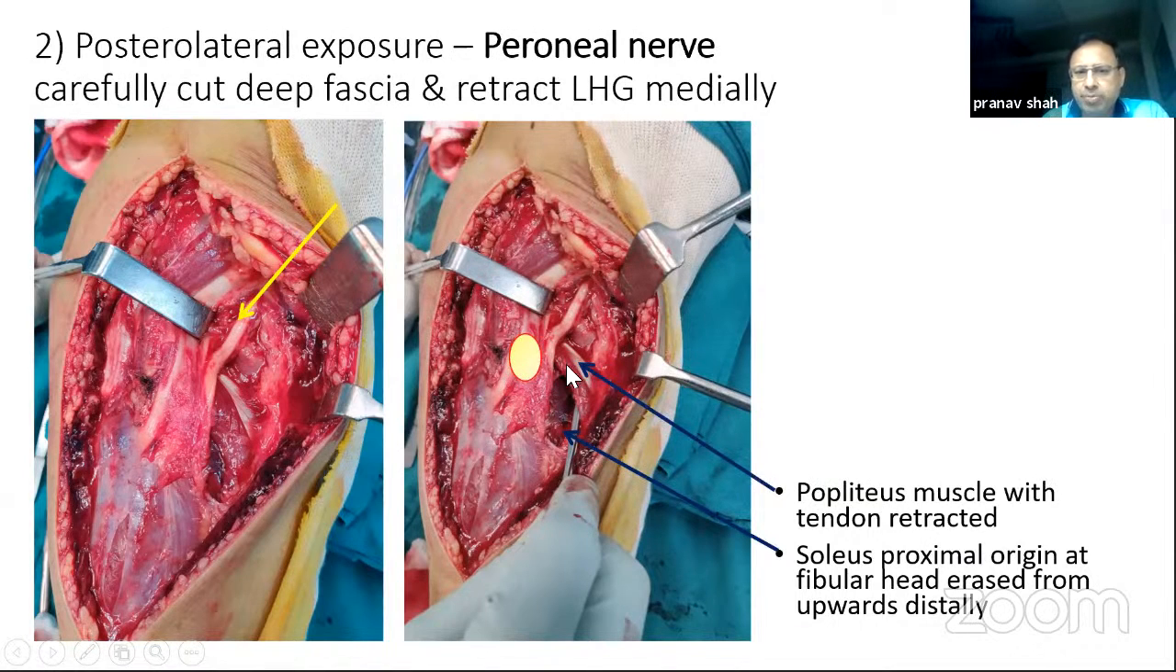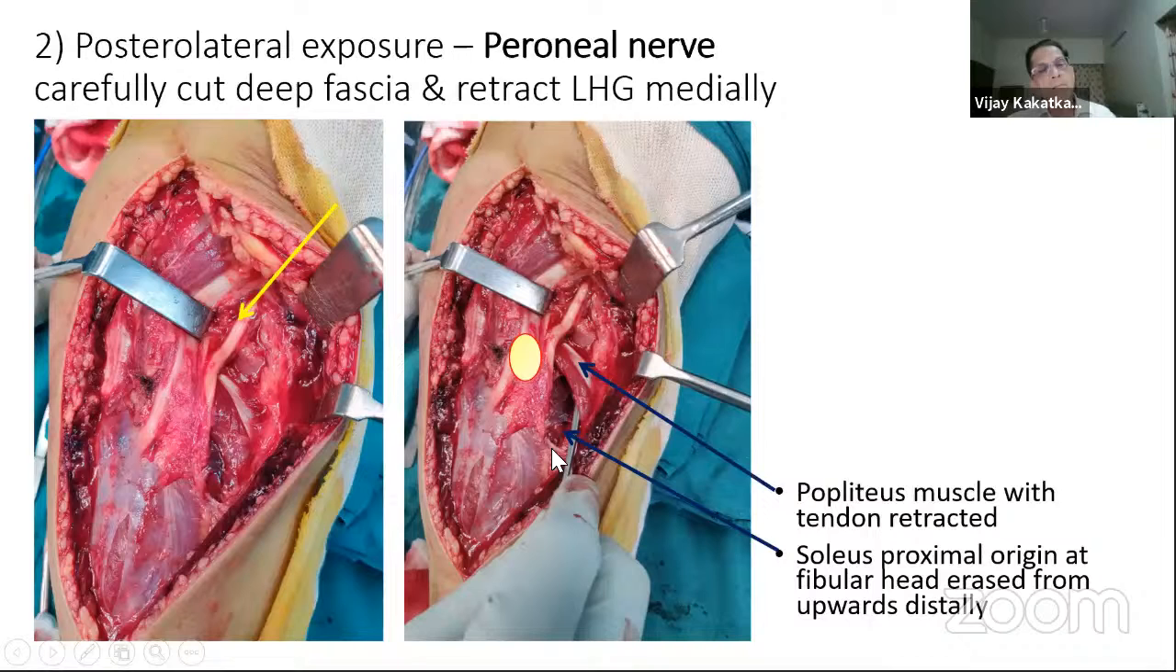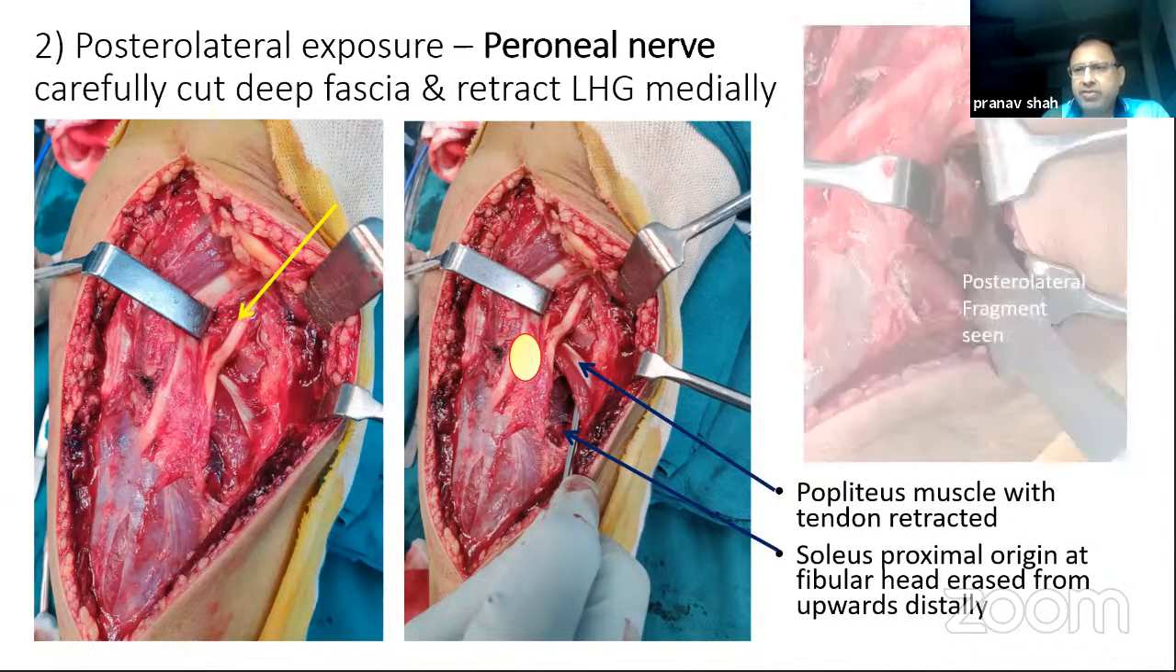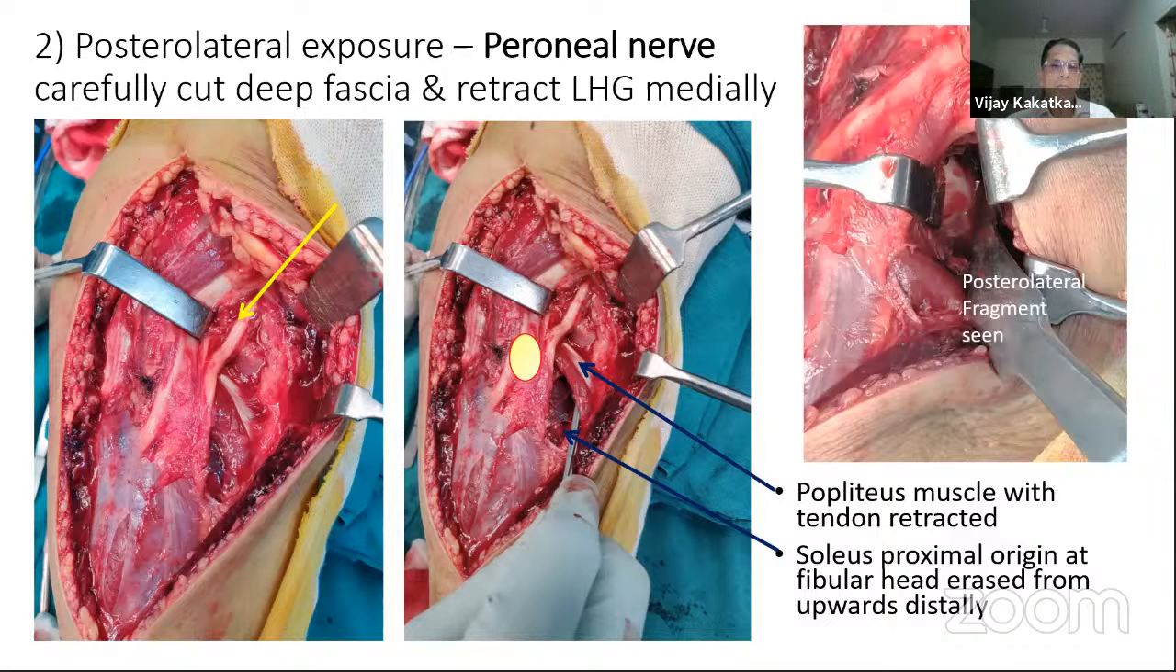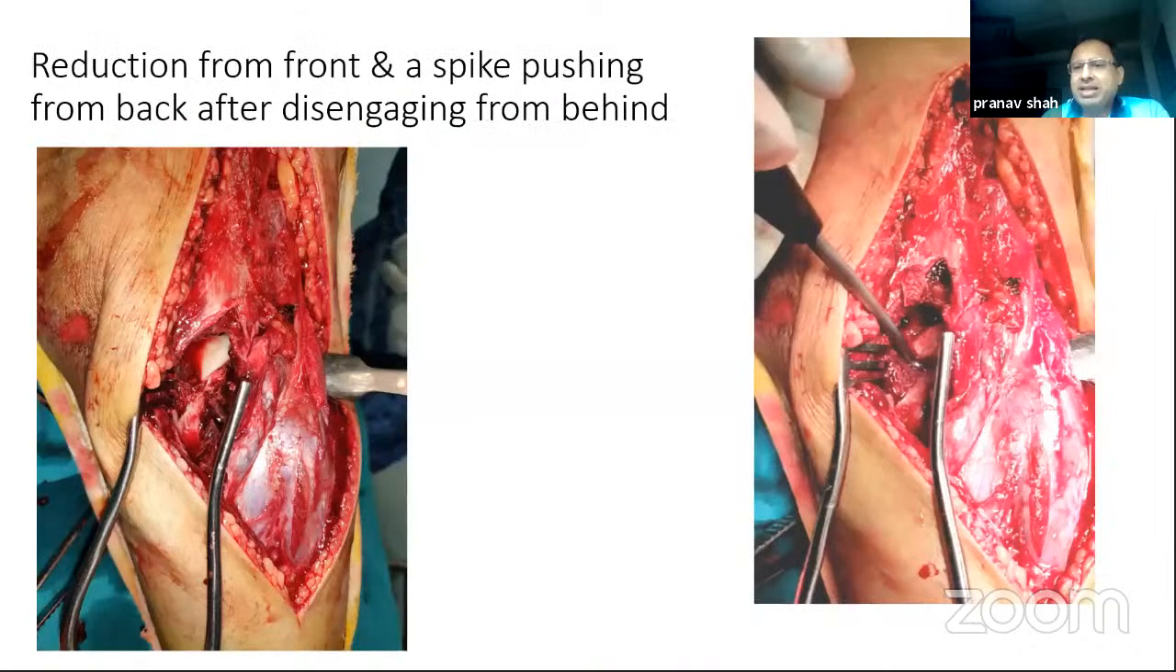From the fibular head posteriorly, just behind the peroneal nerve, we start cutting the soleus muscle and we erase it downwards. How much? Till we reach the anterior tibial vessels. So this is how we do the posterolateral window, and then we can see the posterolateral fragment very clearly from our posterolateral window.